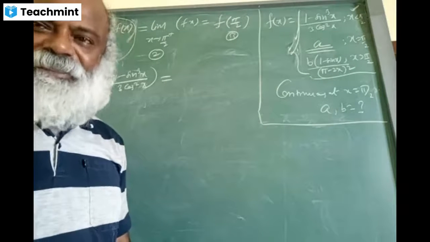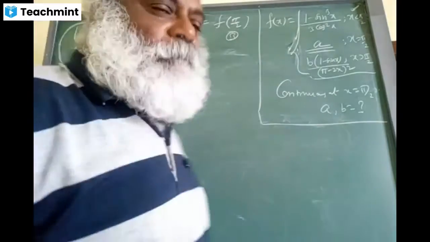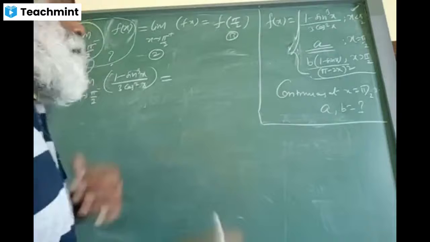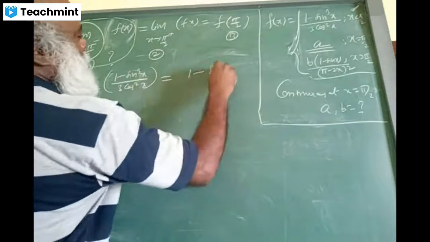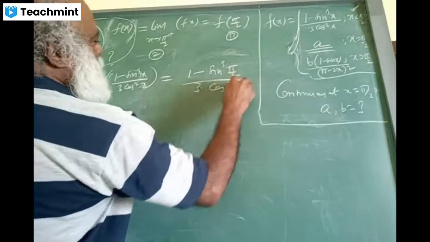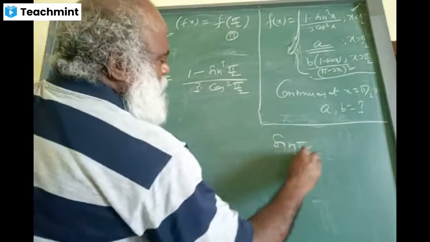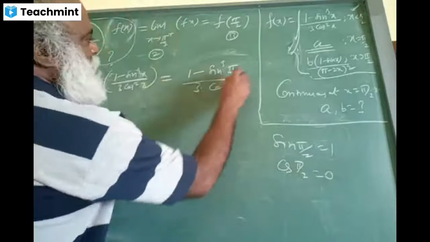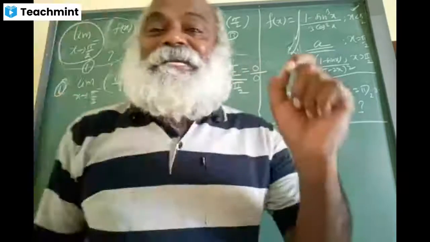You are right, but if substituting x equal to pi by 2 were so simple, then we need not work on that, right? We need not do anything. What will happen is that if I put x equal to pi by 2, we get 1 minus sine cube pi by 2, whole divided by 3 cos square pi by 2. We know sine pi by 2 is 1, and cos pi by 2 is 0. So this is 1 minus 1, 0, and this is also 0, so 0 by 0, it's an indeterminate form.